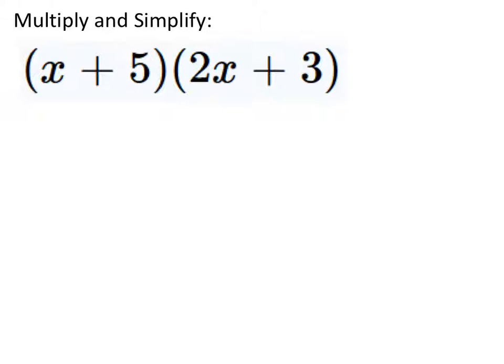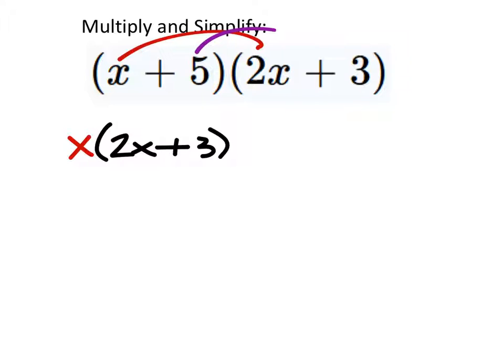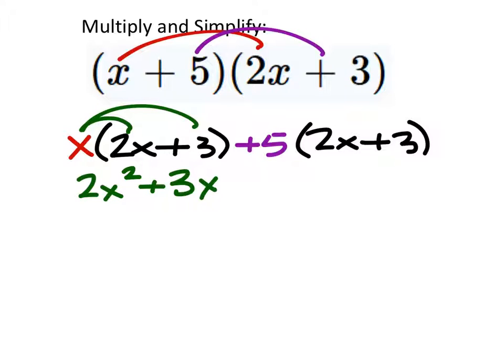All right, multiply and simplify. So I'm going to do this the same way we saw that last example. So I've got x times that 2x plus 3, and then this is a positive 5 times the same polynomial, 2x plus 3. All right, so I'm just taking each term and multiplying it by the other set of parentheses. Now I can distribute my x, so that'd be, I'm going to skip a step, 2x squared, and then x times 3 would be 3x's.